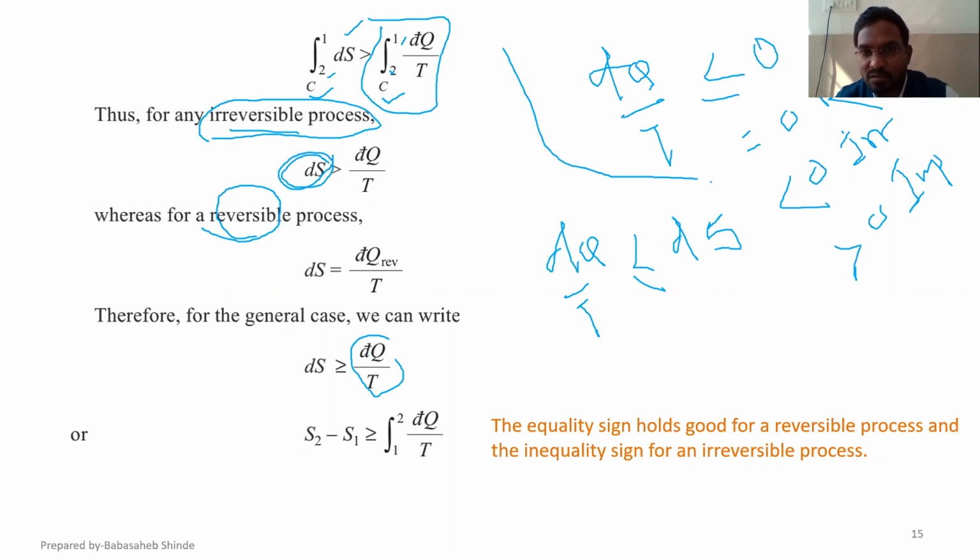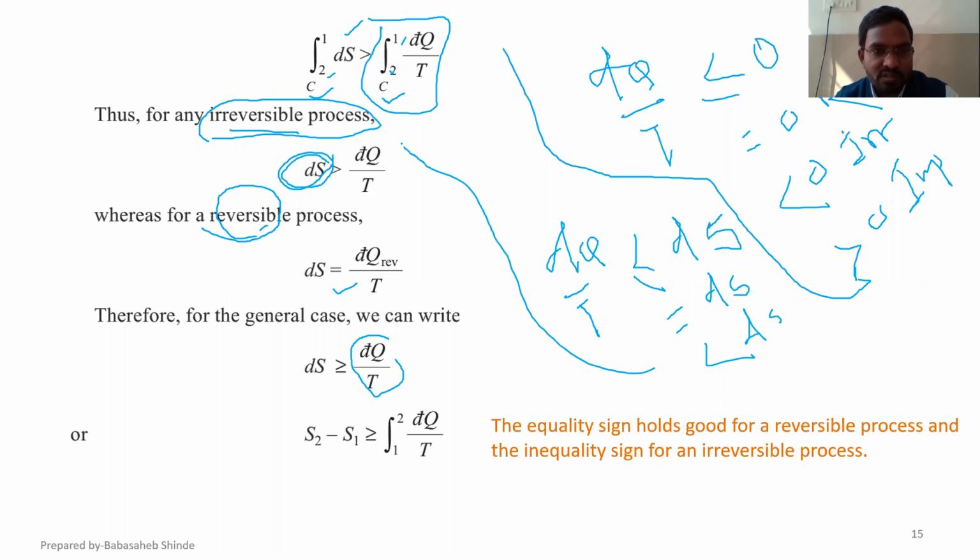Just compare this one with this one. dq by T less than or equal to dS. If it is equal to dS, the process is reversible. If it is less than dS, the process is irreversible. Okay, is that fine?